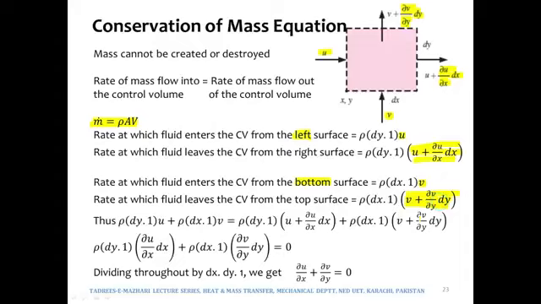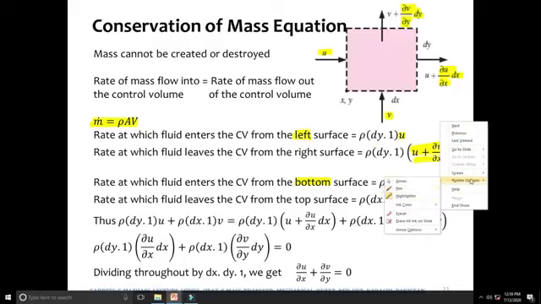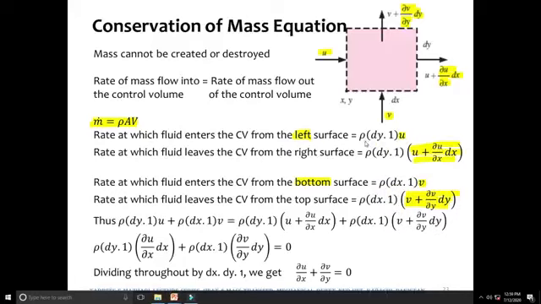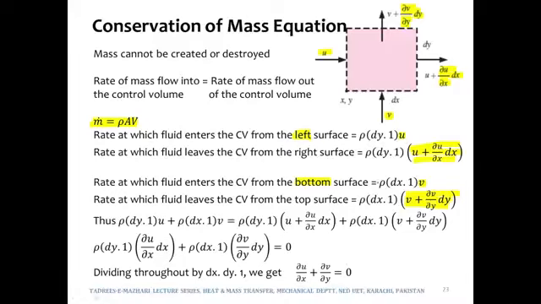Now for the rate of mass flow into the control volume, we have to add these two, and these two will appear over here on the left hand side of the equation. And this is the mass flow leaving the control volume, and this is also the mass flow which is leaving the control volume. So these terms would appear on the right hand side of the equation over here.